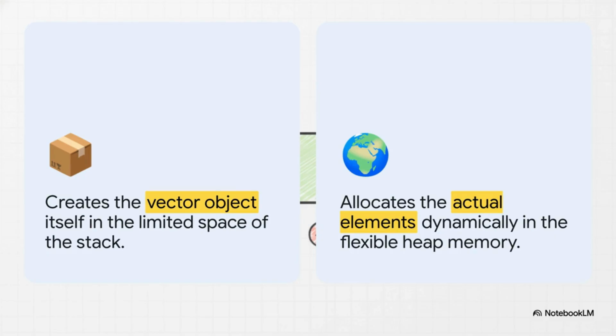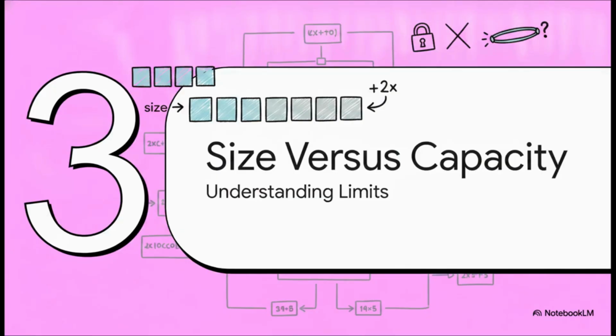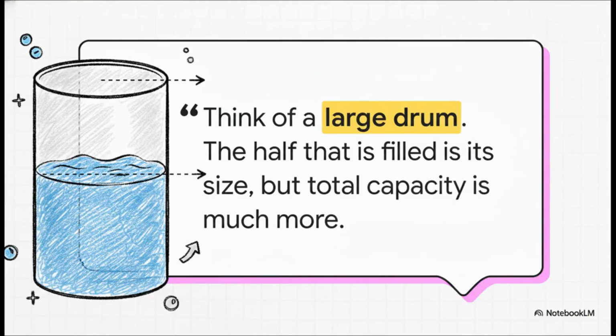Next up, Section 3, size versus capacity. This is all about understanding our limits. To really wrap your head around this, because it's a super important distinction, imagine a giant drum. Now, if this drum is filled exactly halfway with water, the actual amount of water currently sitting inside, that represents the vector's size. It tells you exactly how many elements you actually have right now. But the total volume that drum can physically hold, all the way up to the very brim, that is the capacity. So capacity tells you the absolute maximum number of elements the vector can hold before it completely runs out of space.